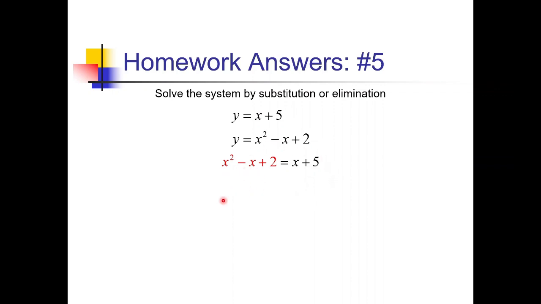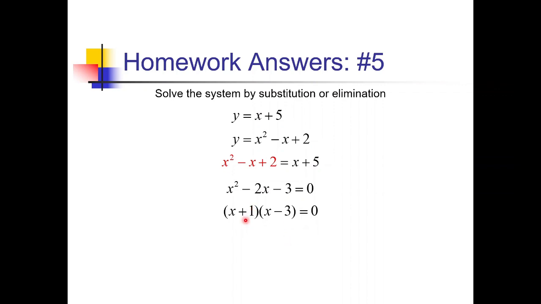We still have an x squared on the left. Negative x minus another x gives us negative 2x. And then 2 minus 5 gives us negative 3, all of that equaling 0. So two things that multiply to negative 3 and add up to negative 2. That would be positive 1 and negative 3. So (x plus 1)(x minus 3) equals 0.